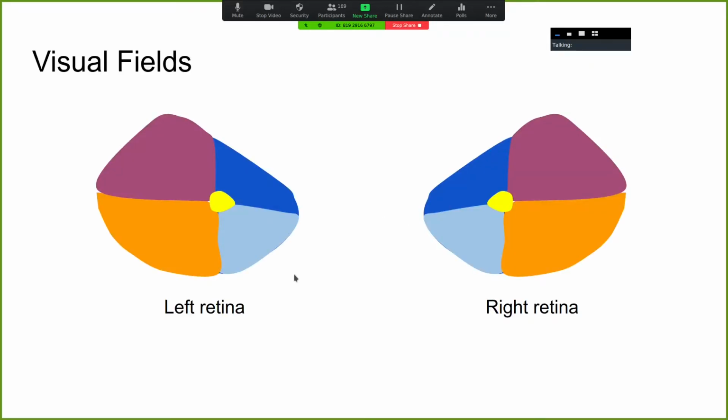Vision. So these are how your visual fields appear projected on your retina. There's a sharp area there for the macula. And then there are different quadrants assigned for if this is your left eye, this is your right eye, and this small area is known as the fovea for sharp vision.